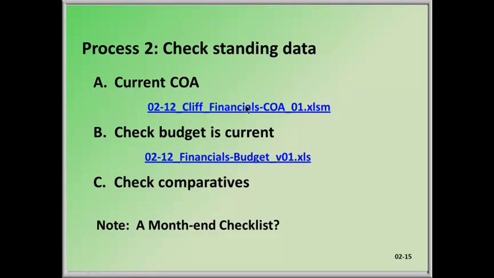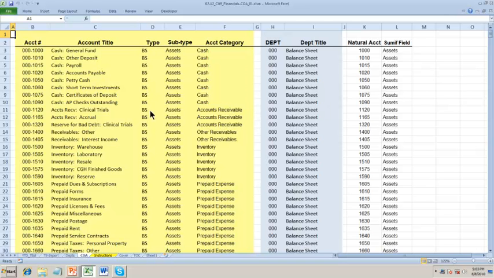Process 2, check the standing data, and the first one we might want to check is our chart of accounts. We have a tab here and we will detail our chart of accounts. Now, chart of accounts will be the account number and the account title. The type of account is either balance sheet or income statement. Then we have a subtype, which is assets, and an account category, which is perhaps cash.